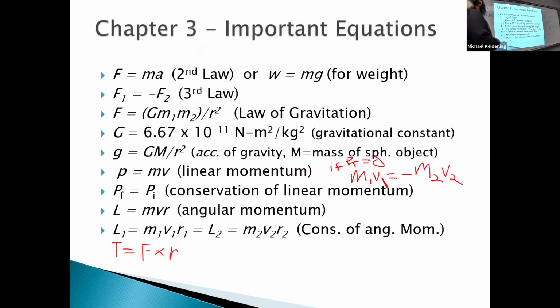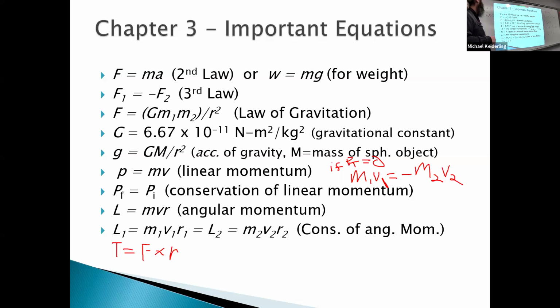So that's the end of chapter 3. Here are some important equations. Newton's first law and Newton's second law are covered by force equals mass times acceleration. Or if you want to think about weight, weight equals mass times g, the acceleration of gravity. Newton's third law is that if you have two objects applying forces to each other, the force on object 1 will be minus the force on object 2. The forces come in pairs that are equal and opposite. So if I push on the wall, it will push back on me with equal and opposite force.